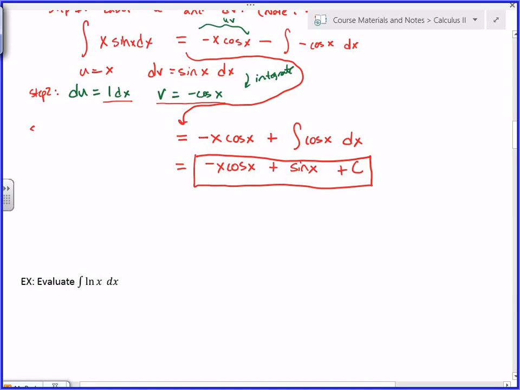So step 3 was to apply the formula. If you like steps, there you go.